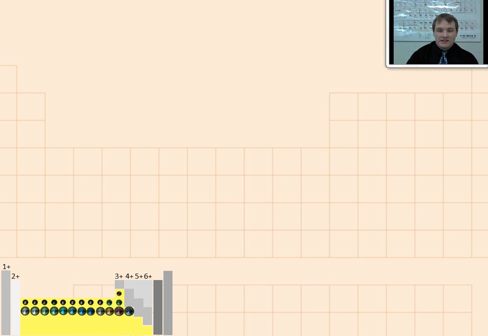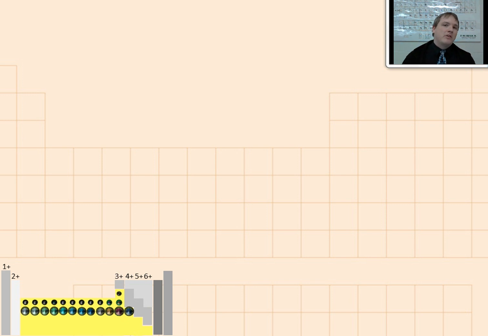Now keep in mind, this little table is only showing you the positive charges that elements form. A lot of elements form negative charges. But now, if the first column forms 1+, and then the second column forms 2+, and then 3+ is all the way over on the right-hand side, what about all of those elements in the middle?